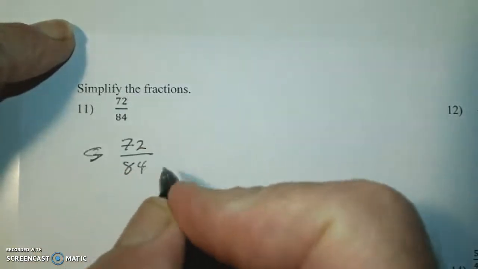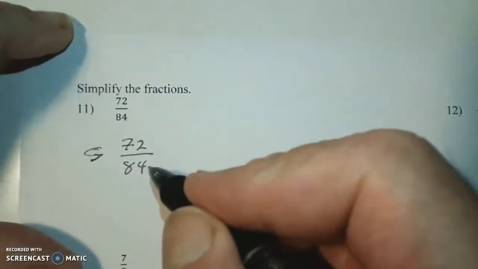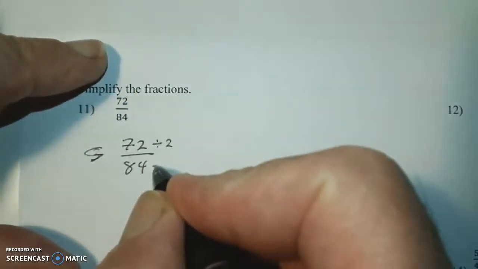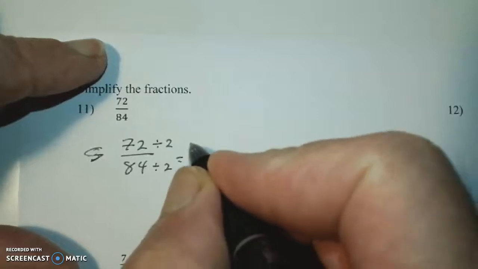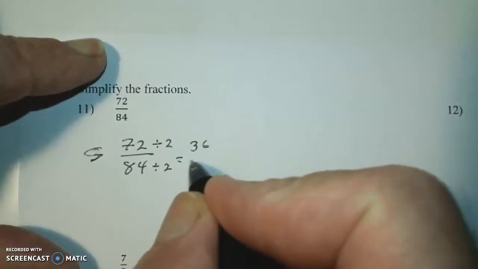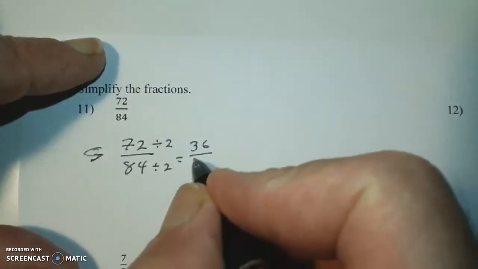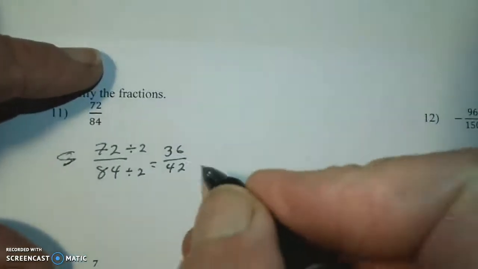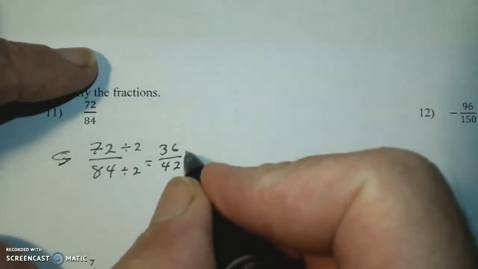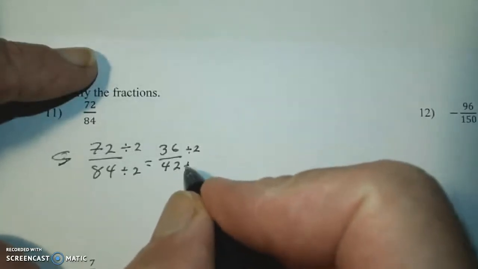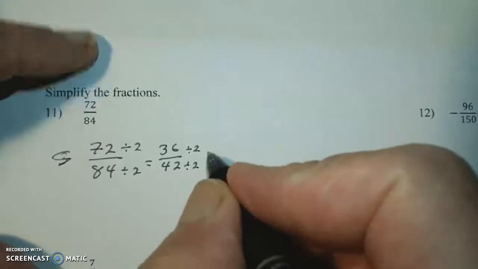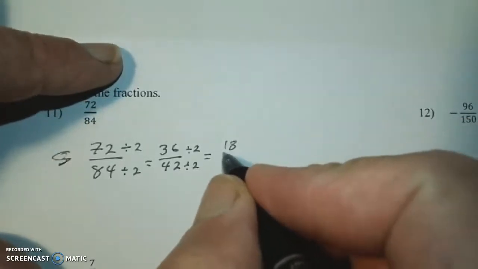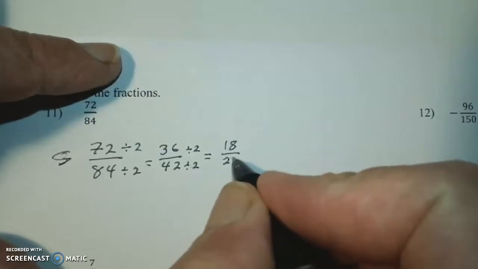72 over 84, they're both even, so they can both be divided by 2. Divide by 2, you're going to get 36 over 42. And then they are both divisible by 2 again. They're both even, so they're divisible by 2. You're going to get 18 over 21.